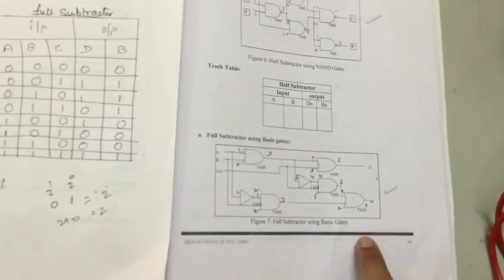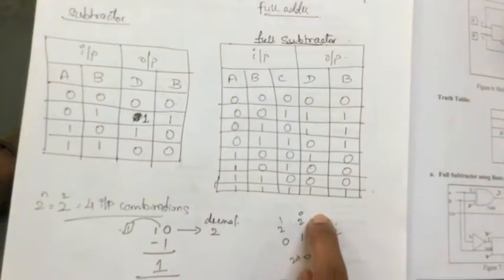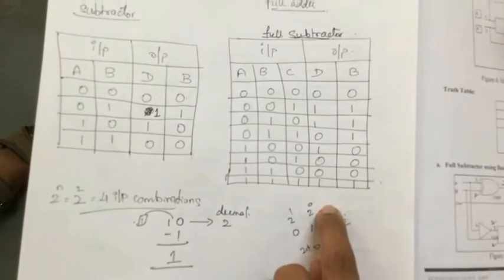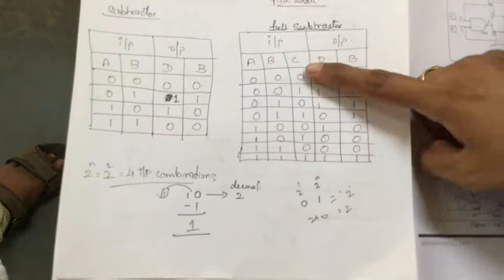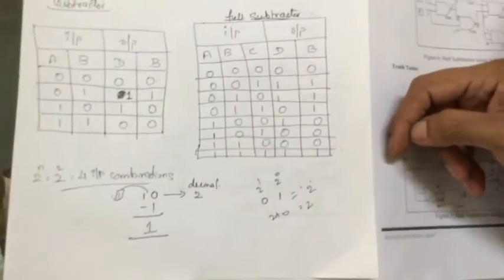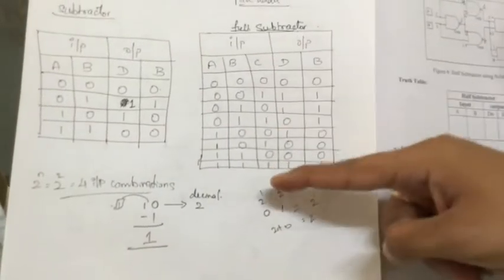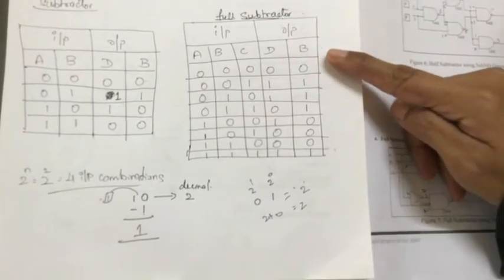So we'll go to the truth table. This is the truth table for the full subtractor. I have three inputs, 2 to the power of 3 is equal to 8 input combinations. The 8 input combinations go from 0 to 7. As I told you for the full adder, the similar thing goes for your inputs here. Again the outputs remain the same, that is difference and borrow.